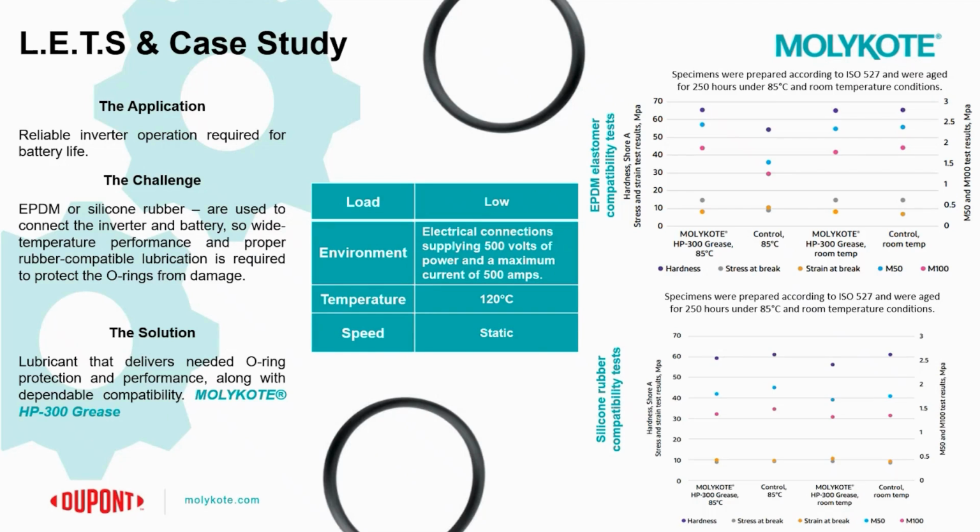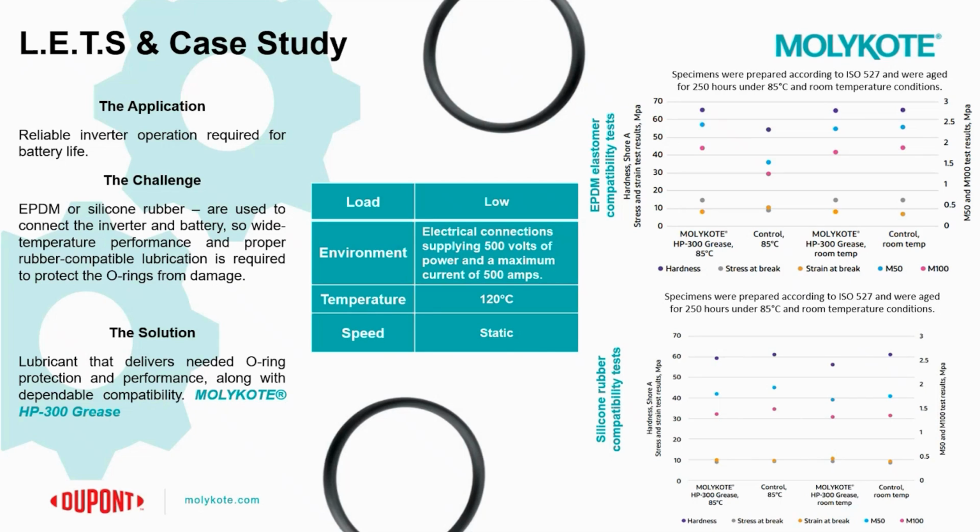So next we'll go over a couple of case studies in order to apply L.E.T.S in an actual application setting. So the first application we'll go over is an inverter operation for battery life. The challenge in this specific application is elastomer compatibility. So we need to select a lubricant that is compatible with both EPDM as well as silicone rubber, which are elastomers that are commonly used to connect inverters and batteries.